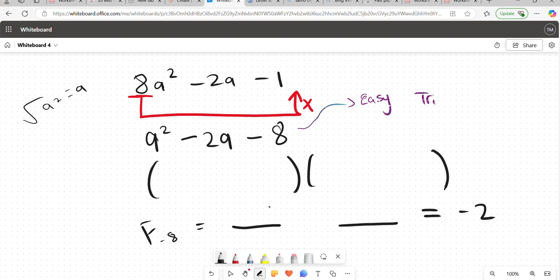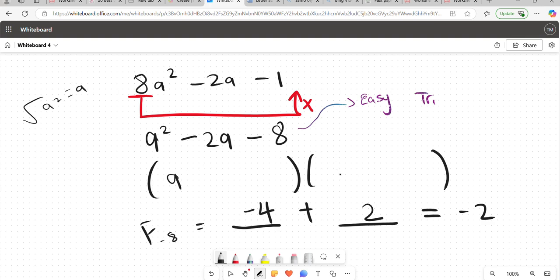So what factors am I thinking about? I'm thinking about 1 and an 8. No. 1 and an 8 does not add to give me a 2, even if I put the negative on the 8 or put the negative on the 1. But what does is a negative 4 with a positive 2. So that is very important.